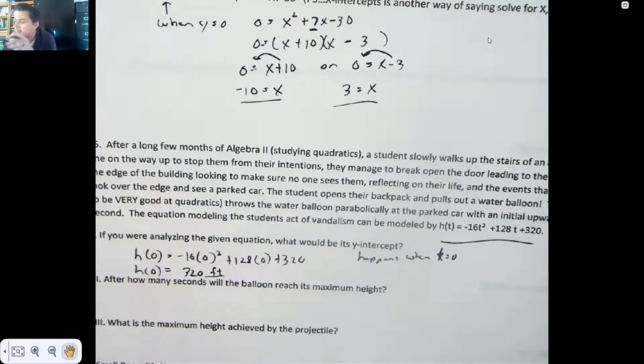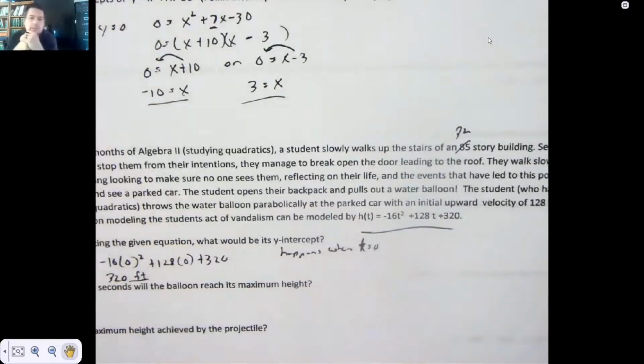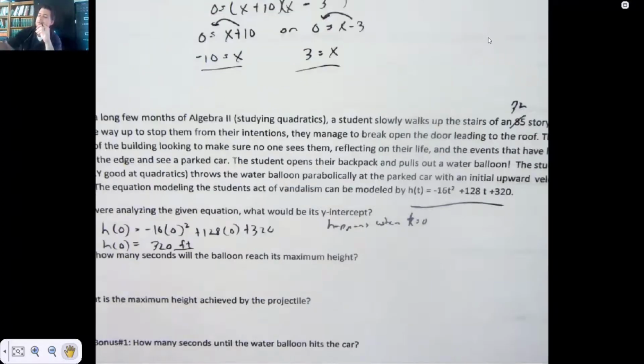This needs to be reworded. That would not be an 85-story building. That might be a 32-story building. I actually changed the numbers later on, but anyways, that should be changed to a 32.